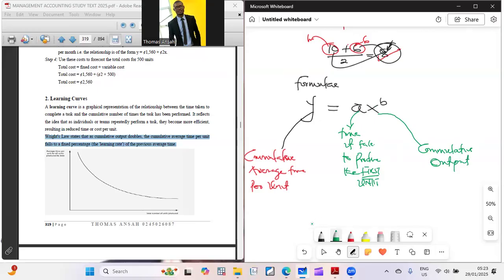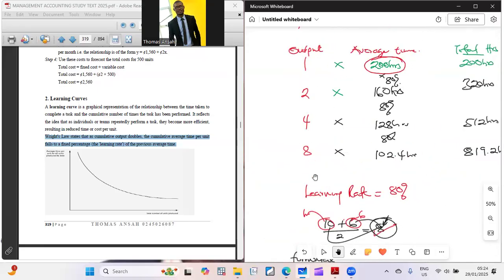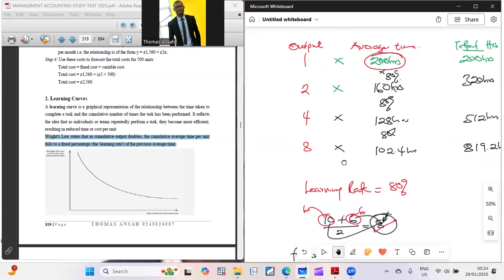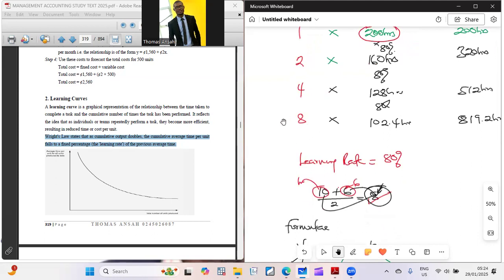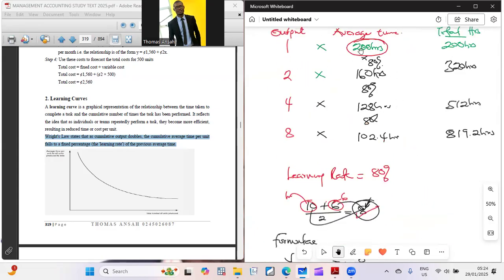And the cumulative output is what you saw here. You saw the output. That is the cumulative output. So if you want to do this for these 8 products, you can put in the first 200.